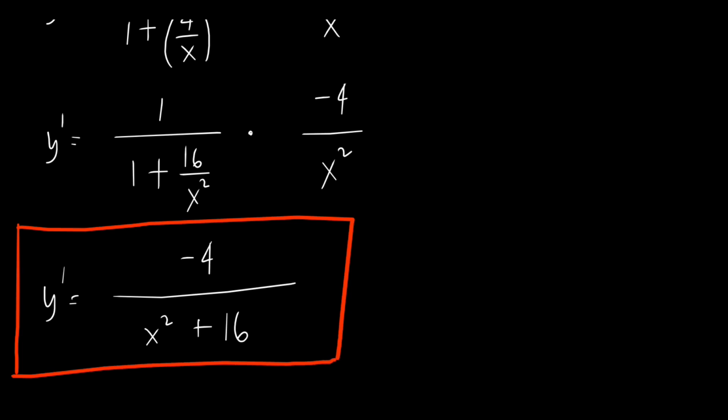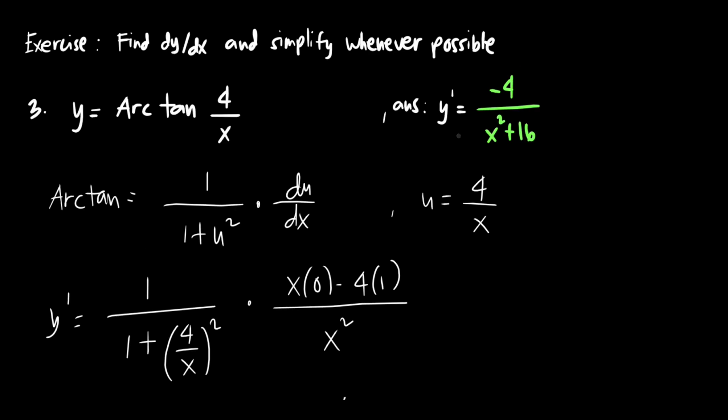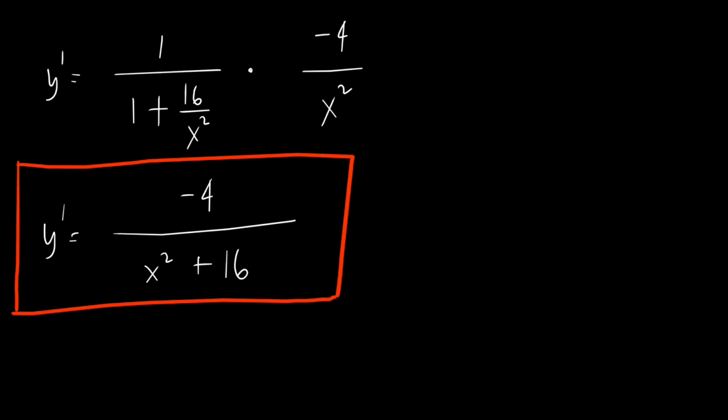So let's check if our answer is correct. Y prime is equal to negative 4 all over x squared plus 16. So our answer here is correct: negative 4 all over x squared plus 16. So let's proceed to another number.